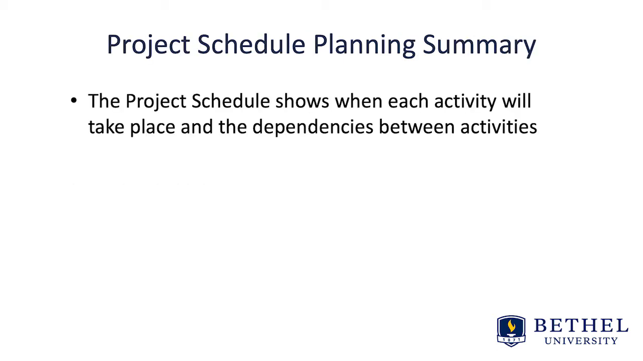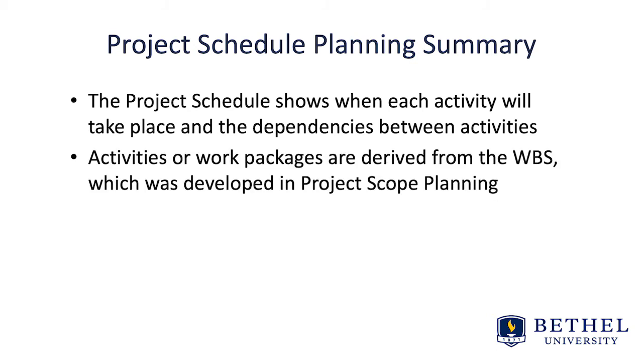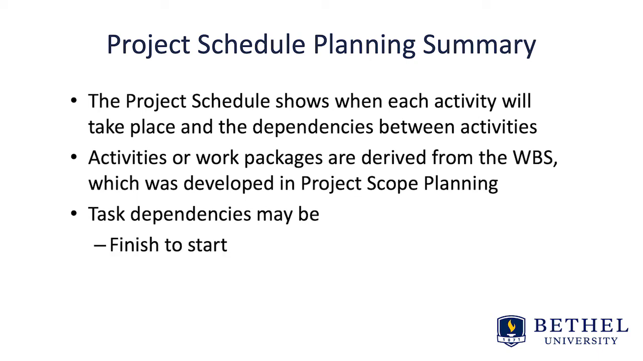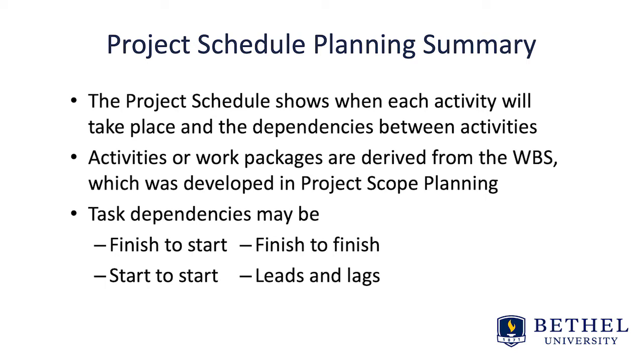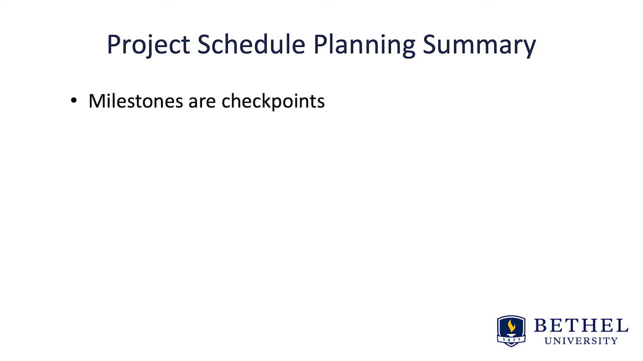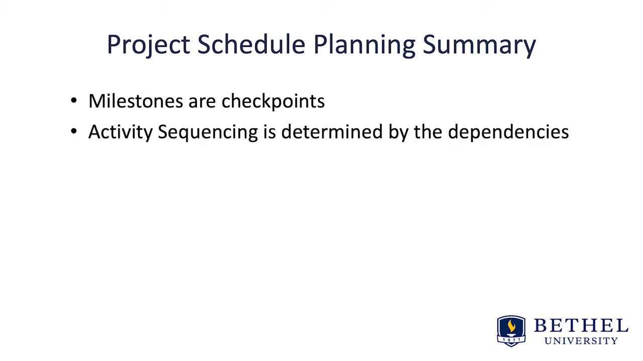In summary, the project schedule shows when each activity will take place and the dependencies between activities. The activities or work packages are derived from the work breakdown structure, which was developed in project scope planning. The task dependencies may be finish to start, start to start, finish to finish, and include leads and lags. Your milestones are checkpoints. Activity sequencing is determined by the dependencies.